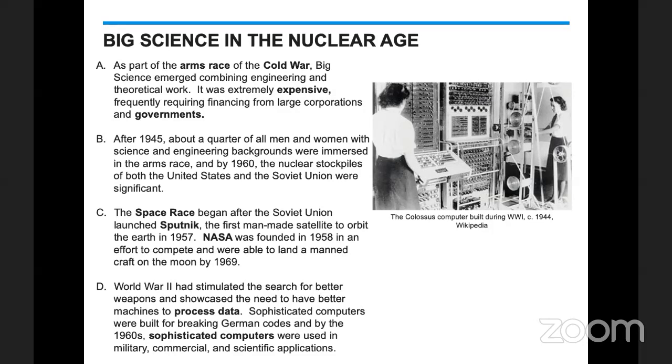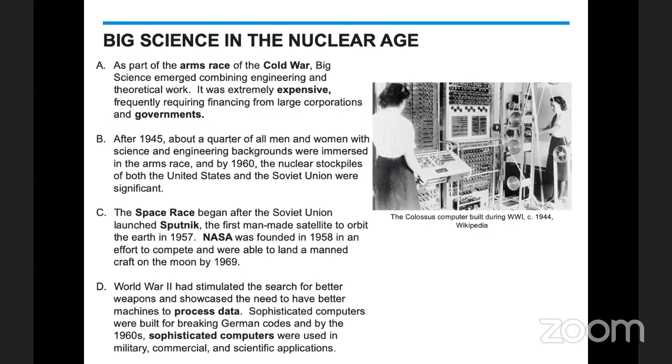After 1945, about a quarter of all men and women with science and engineering backgrounds will be immersed in this arms race. And by 1960, the nuclear stockpiles of both the US and the Soviet Union are significant enough that they can destroy each other many times over. From this technological and weapon-oriented stockpiles, we're gonna see space become competition.